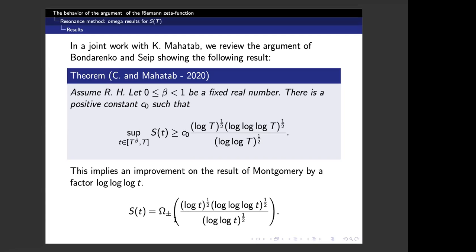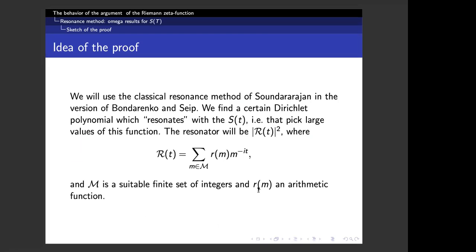So really we have now an improvement of the result of Montgomery with a factor (log T)^(1/2). Okay, I would like to give an idea of the proof. The idea of the proof is using a version of Soundararajan's method, a special version of Soundararajan's method.